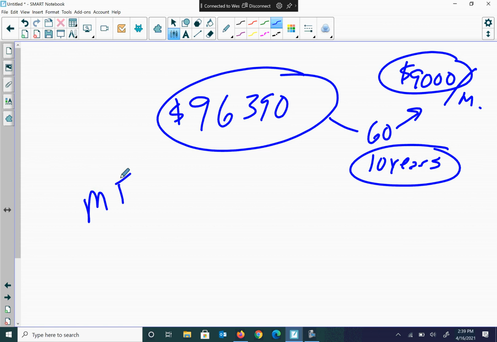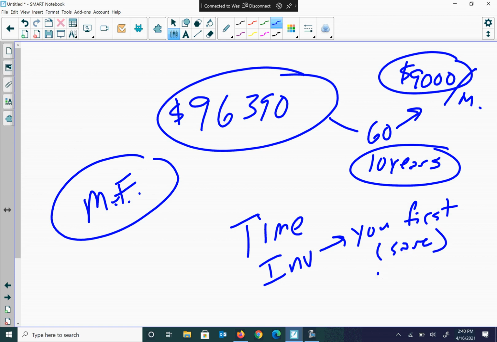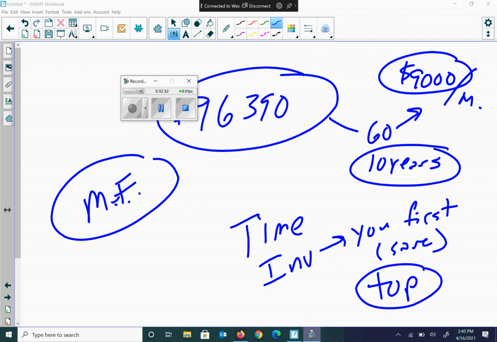What do my mutual funds pay back on that? I can assure you, friends, if you have time on your side, if you invest in you first, to save, you will come out on top. Okay, we're gonna play around with this a lot more coming next week, and I didn't realize it wasn't gonna work on here.